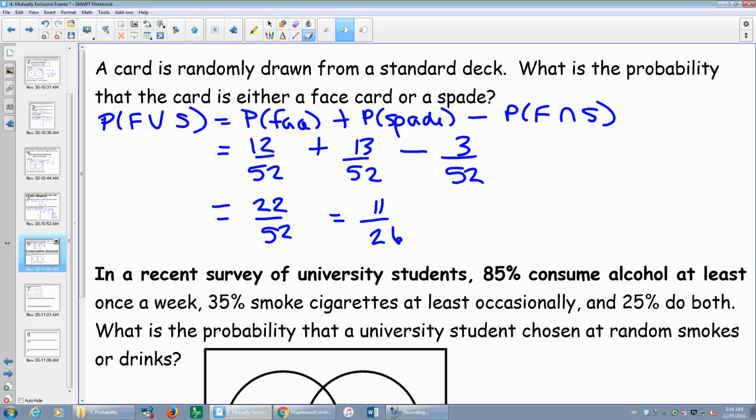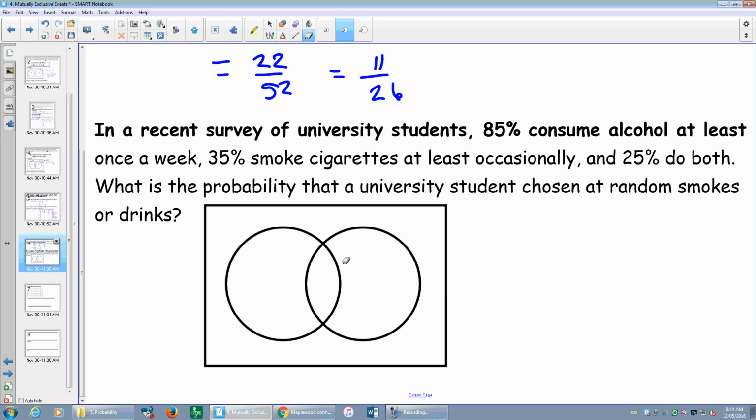Okay, do I have any questions with this? Okay, the next example here, it says, in a recent survey of university students, 85% consume alcohol at least once a week, 35% smoke cigarettes at least occasionally, 25% do both. What is the probability that a university student chosen at random smokes or drinks?